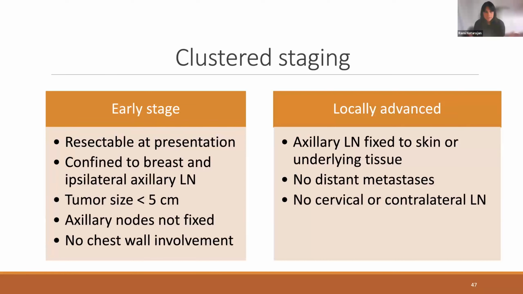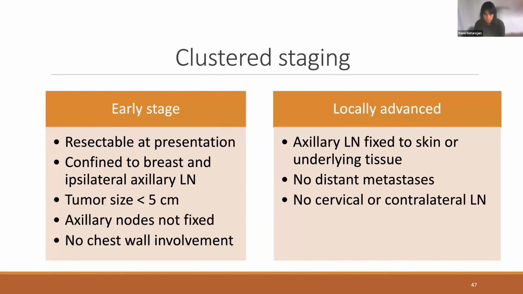But to simplify it, early stage is generally resectable at the time of presentation when evaluated by a surgeon. It's confined to the breast and ipsilateral axillary lymph nodes with a smaller tumor size, within 5 centimeters, with nodes that aren't fixed. And it's important that there's no chest wall or skin involvement.